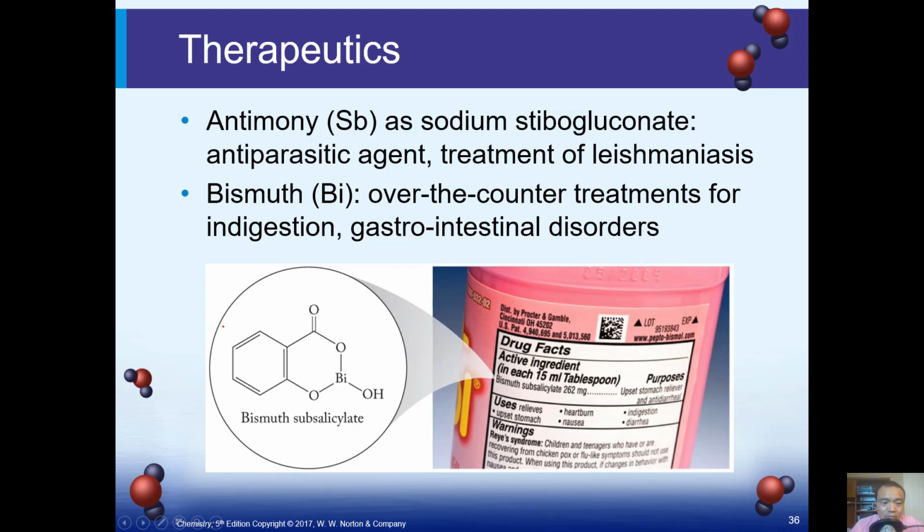So, we have completed this chapter and we have talked about many applications of the main group elements. It's a lot of information. Please just focus on the most important applications of some of the elements. Know some of the concepts.